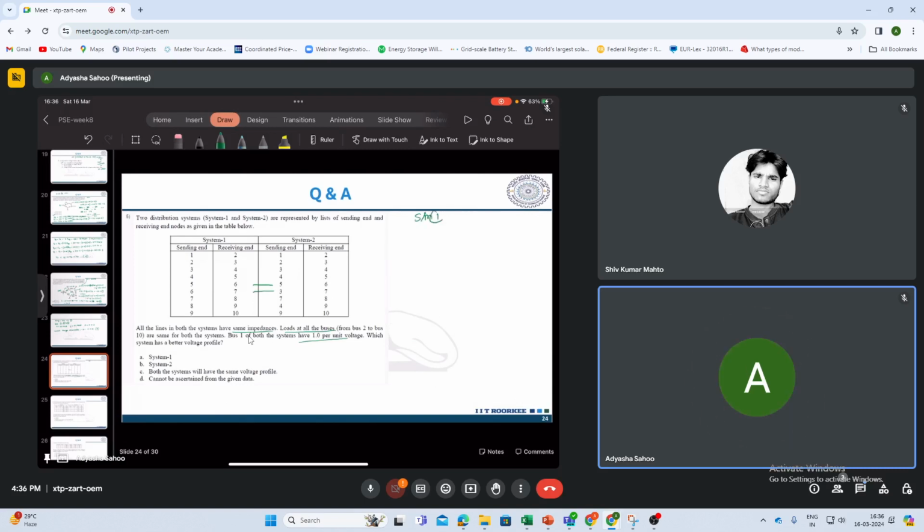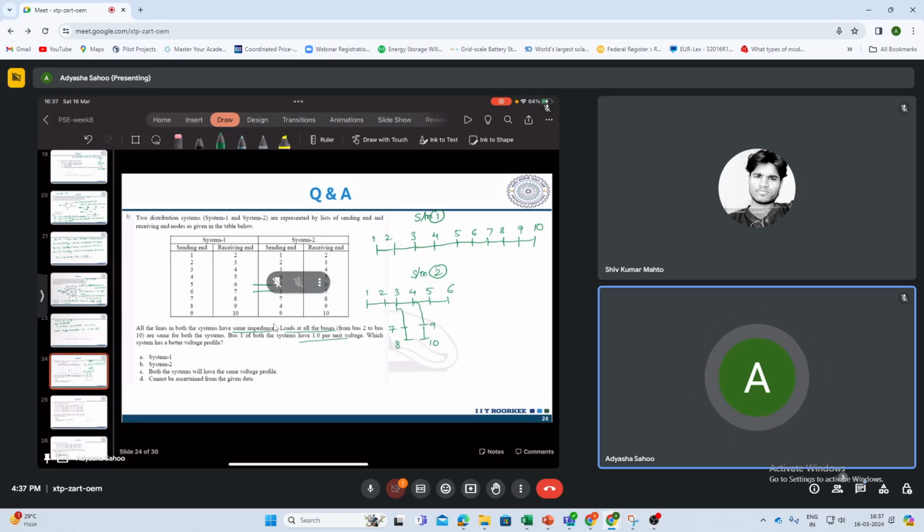So system 1. So 1 to 2, 2 to 3, 3 to 4, 4 to 5, 5 to 6, 6 to 7, 7 to 8, 8 to 9, 9 to 10. Okay, this is just one main feeder with 10 nodes, right? And what about system 2? It has 1 to 2, 2 to 3, 3 to 4, 4 to 5, 5 to 6, 3 to 7, 7 to 8, 4 to 9, 9 to 10. So their topology are different, but the line parameters and the load values are same.